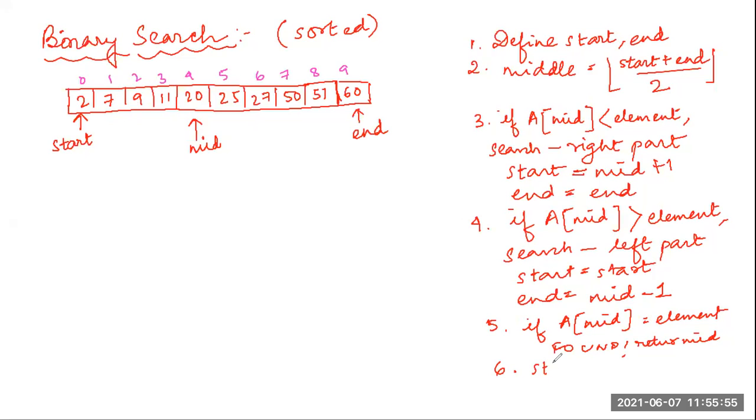So if start is equal to end, if this arises, that is, I apply this concept again and again, but still my element is not found, and start and end are pointing to one location, that is, one element is left, then I will say that my element is not found. So I have reached the start of the array, or I have reached the end of the array.